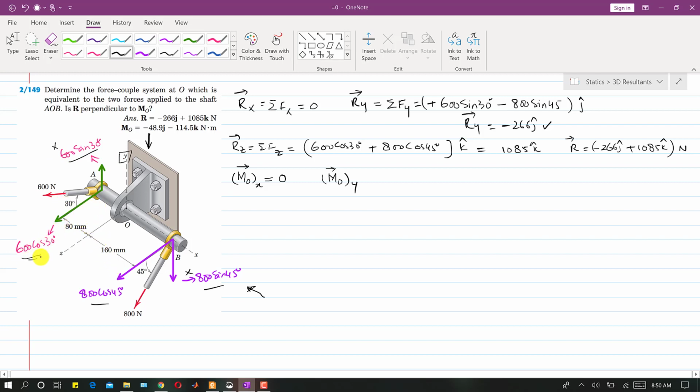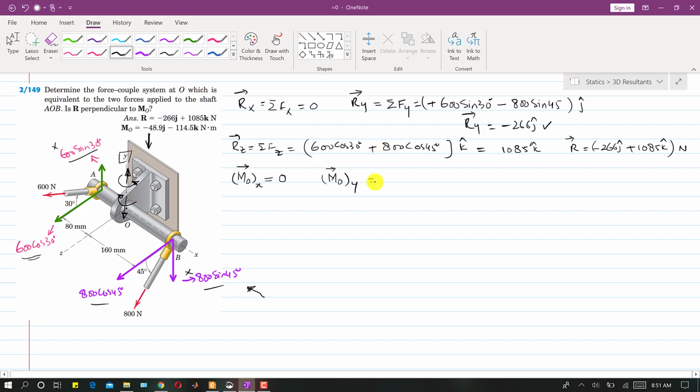So this 600 cos of 30 is producing the moment about y in this direction. If we curl our right hand fingers in this direction, this will be the thumb direction, which means this is the counterclockwise moment. And similarly, this 800 cos of 45 will produce the moment in the opposite direction to this cos component. If we curl our right hand fingers, the thumb will point out in this direction.